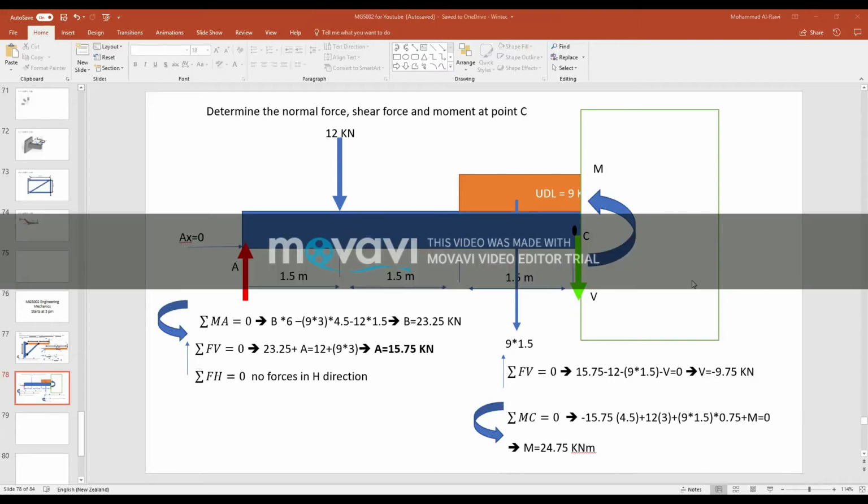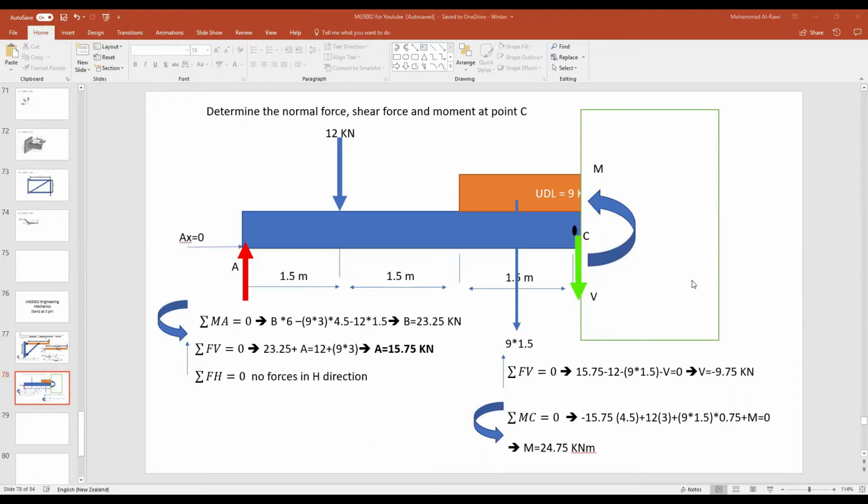If you don't include FH equal to 0, just discard this, it's okay. If all of your answer is okay, I don't mind that, all right? But if something is wrong, then it means you don't understand the principles of this question.